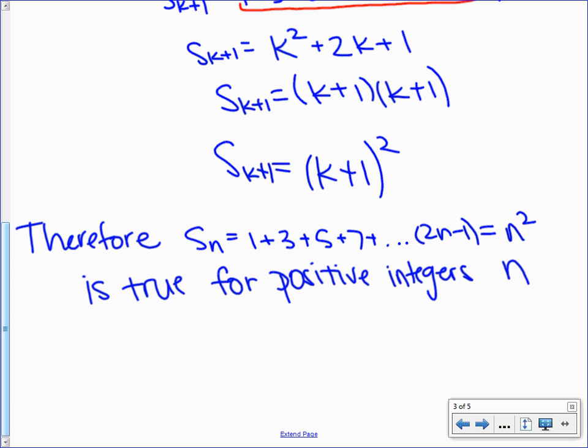Kind of like our dominoes. We have n dominoes. Well, let's show that any given domino is going to knock over the next one. That's kind of what we're doing by using the k and k plus 1.